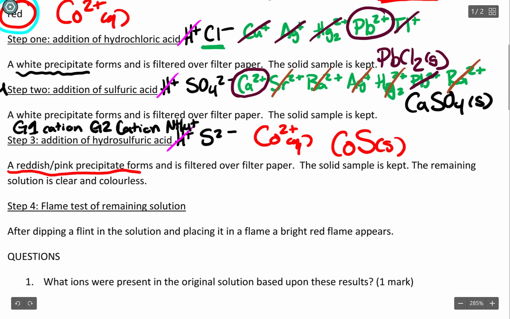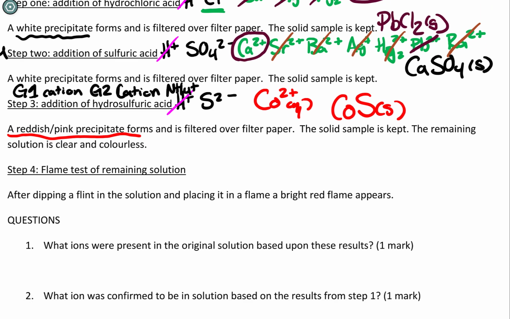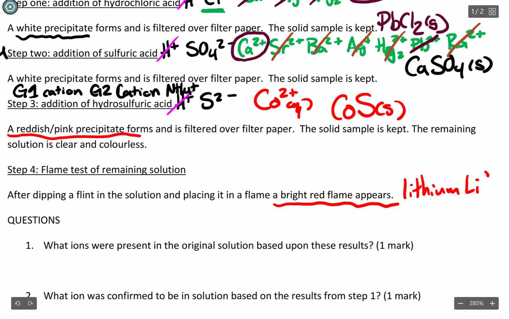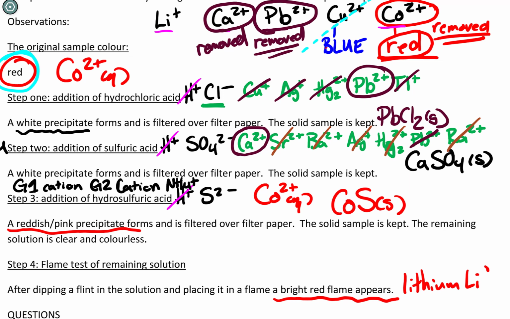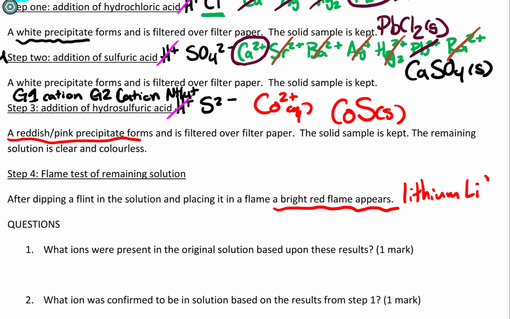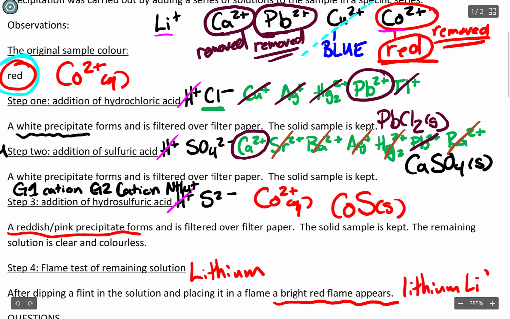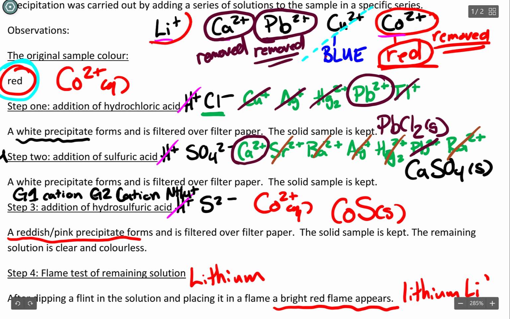And then it says, after dipping a flint in a solution, it gave us a bright red flame color. So going to my flame test color table, I noticed that there are two reds. One of them is lithium, which is Li+. And then there's a scarlet red for strontium, but strontium isn't in my list, which means it wasn't strontium causing that flame color. So the answer to this would be lithium. Now lithium wasn't removed by precipitation, but it was present due to the flame color.